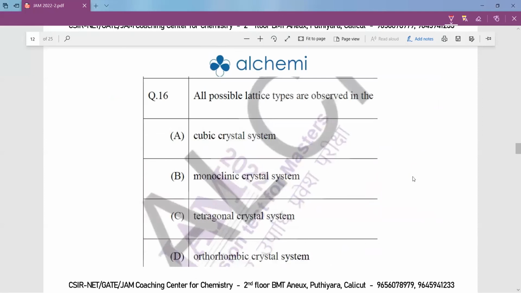Question number 16. All possible lattice types are observed in the. This is also a straightforward question. We should know the answer. No explanation is needed, I think. The answer is orthorhombic crystal system. In the orthorhombic crystal system, all possible lattice types are observed. Option D is the right answer.